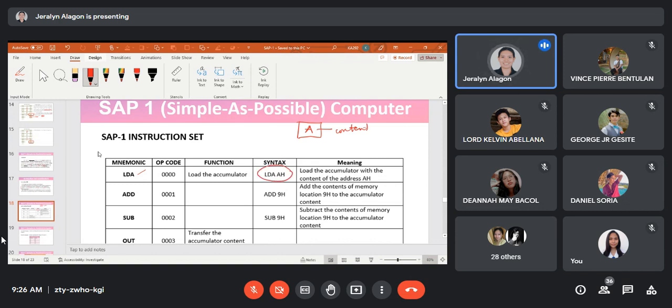That is the syntax. What LDA AH means is to load the accumulator with the value stored at AH. This is the address. The address refers to our memory. The memory in SAP1 is very small. This is 0001, maybe we start at 1 or 00. Just look, 00, only 4 bits, then 02. This is in hex.